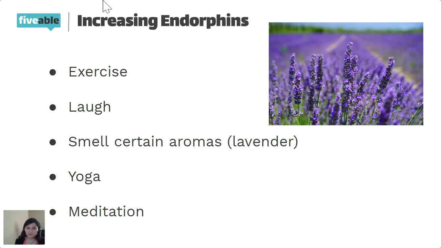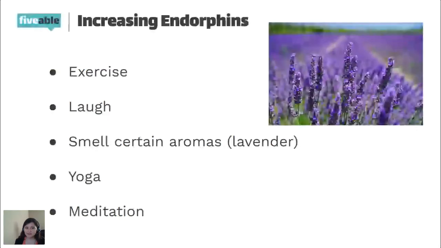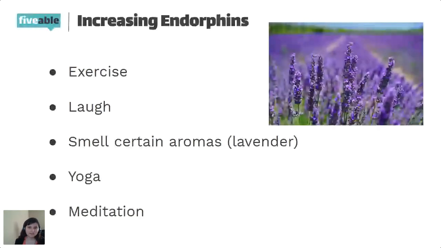Now we have increasing endorphins. You can do this by exercising, laughing, and smelling certain aromas. Lavender is a great example of this. And then there's also yoga and meditation, which we talked about earlier.